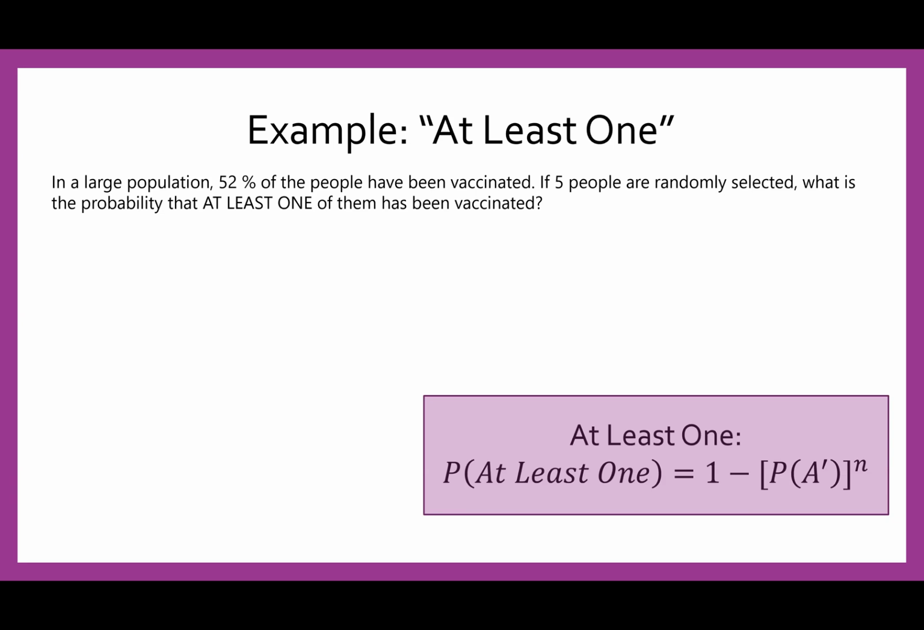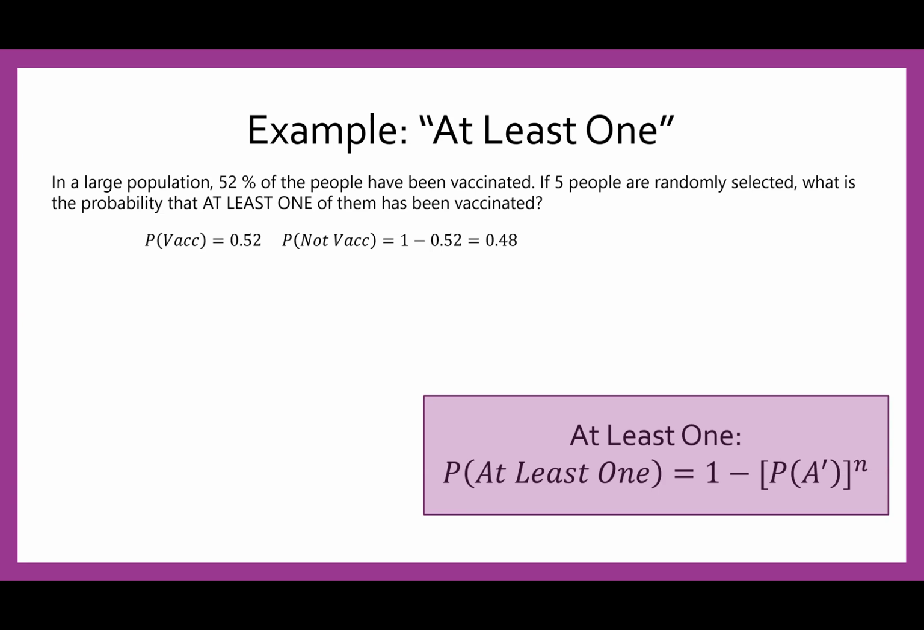So first we're going to lean on our friend, the complement. Let's set it up though. The probability of being vaccinated is 0.52. The probability of not being vaccinated is the complement, right? The probability of the complement has to be the opposite. It's the other piece that makes it whole. So if 52% are vaccinated, that means 48% are not vaccinated. 52 plus 48 is 100. So that's where this comes from.